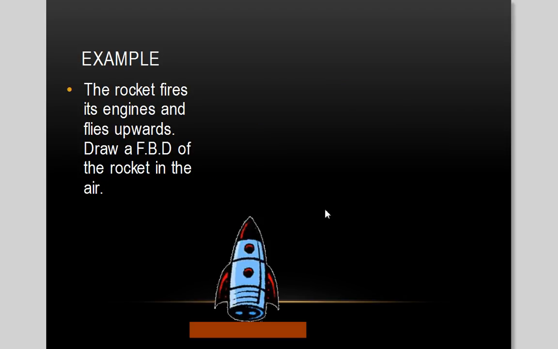The rocket fires its engines and flies upwards. Interesting. The rocket was initially at rest, now it's flying up into the sky. And if we were watching a PowerPoint right now, this thing would fly up in the air and make a cool sound. But I'll save you from that. So in this case, acceleration, is it 0? So acceleration not 0, therefore forces are unbalanced.